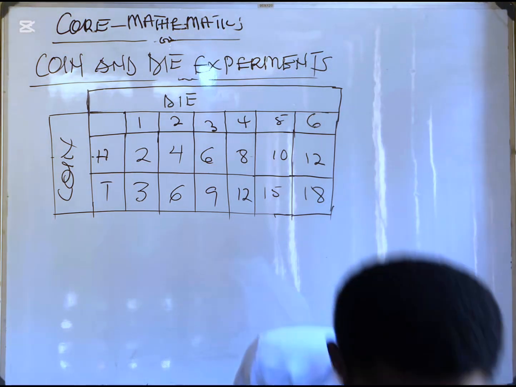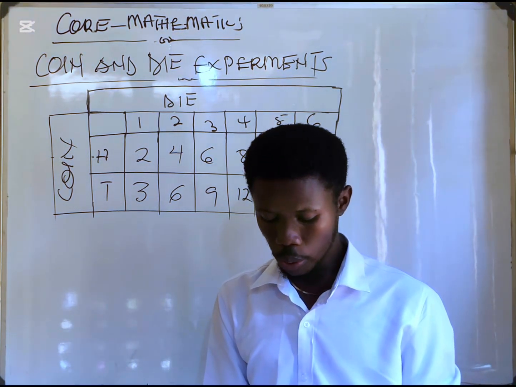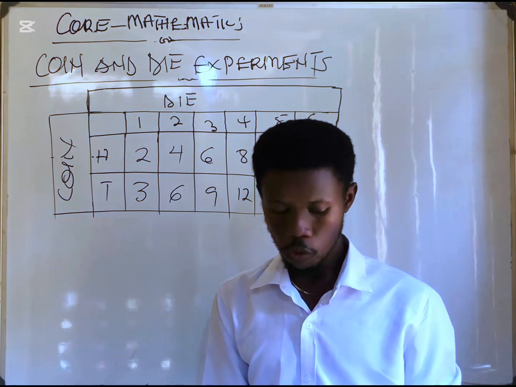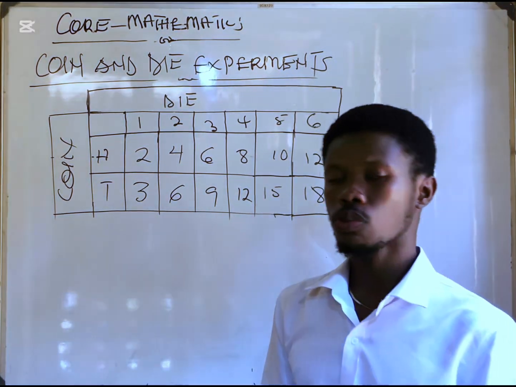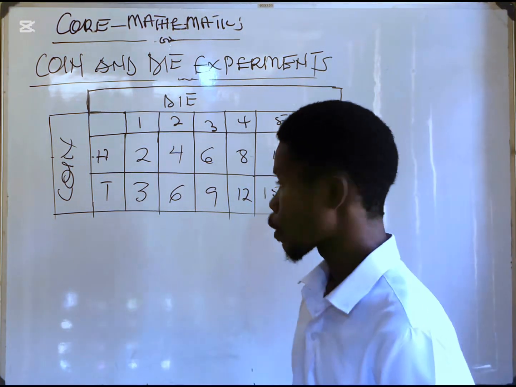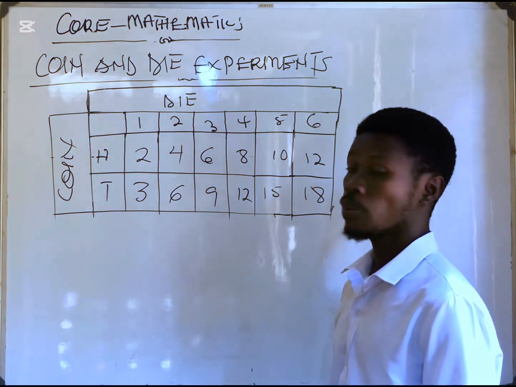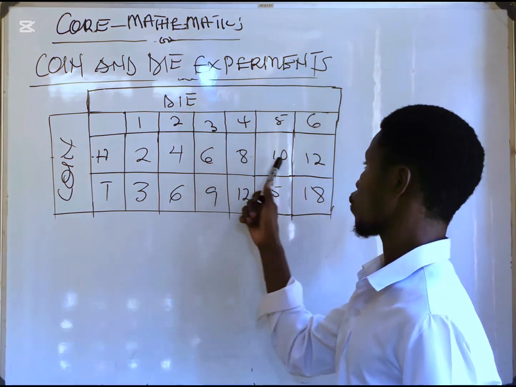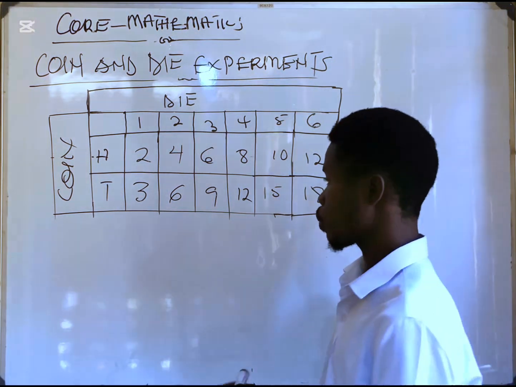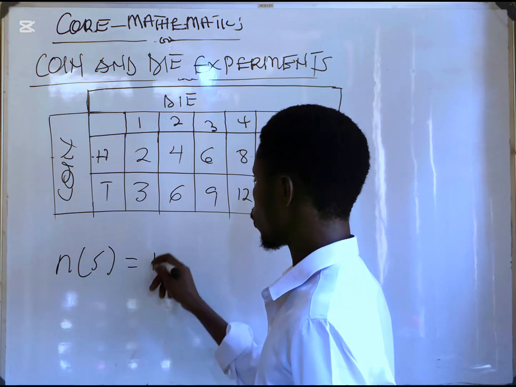Now the subsequent question says, what is the probability of scoring more than 5? So first you need to get a sample space. Sample space here, you simply count it. 1, 2, 3, 4, 5, 6, 7, 8, 9, 10, 11, 12. They are 12. So that's our sample space. So our sample space is 12.